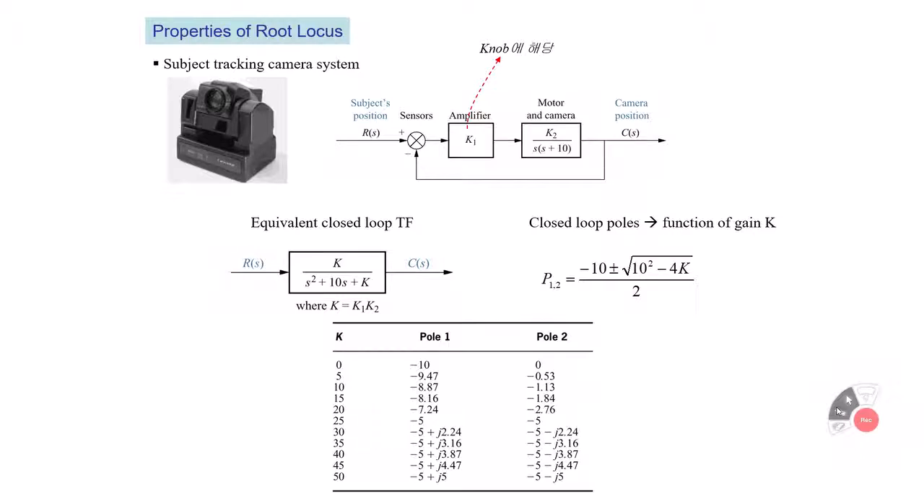This is the subject tracking camera system. 물체를 추적하는 카메라야. So, this system can be modeled this way. Okay? This is my controller. This is my system camera. I can change this K1. Okay? So depending on the value of K1, the closed loop transfer function for this will be this.